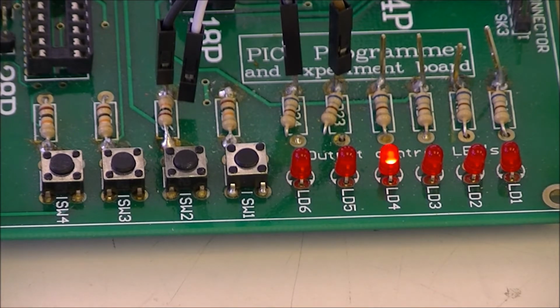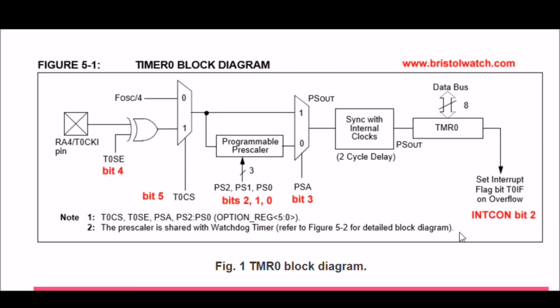So we're going to look at software timing loops. And in a separate video, I'll look at hardware timer-based timing loops. Alright, I'm going to discuss timer 0. This PIC16F84 has only a single timer, timer 0. It is, of course, an 8-bit timer with an 8-bit preload register.